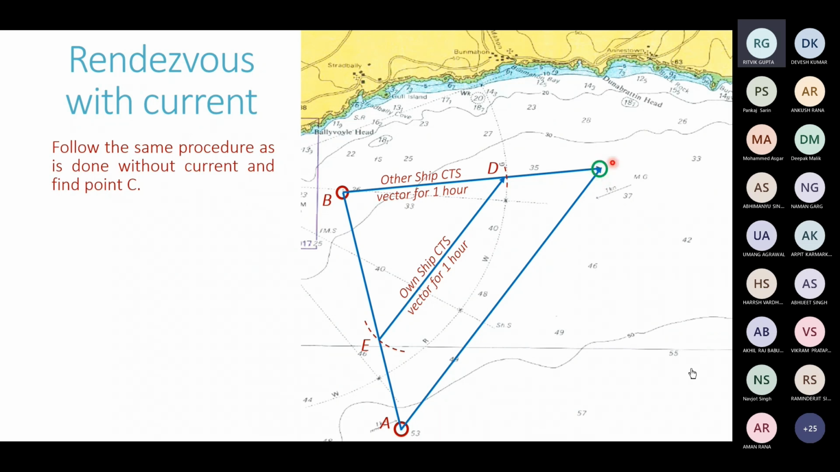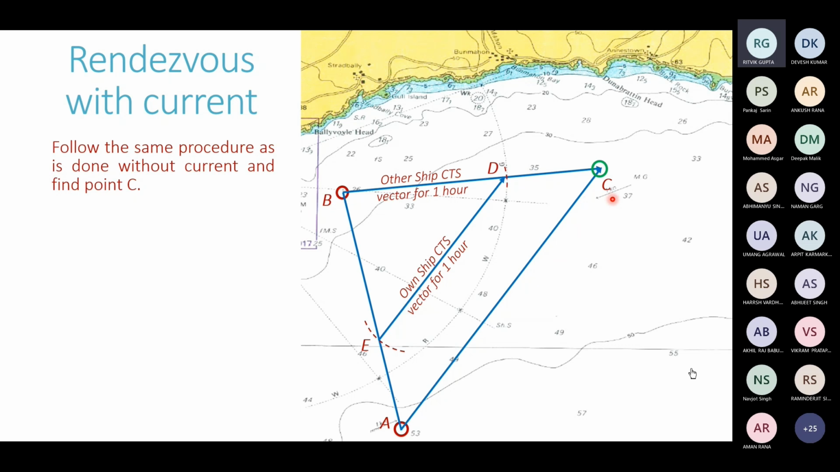At this particular point, the line which we have drawn meets the course line of the target ship. Let's name it C. This is what we had done in rendezvous without current. We followed the same procedure and found this point C. The difference here is that point C is not our rendezvous point. Our rendezvous point is going to be somewhere else.